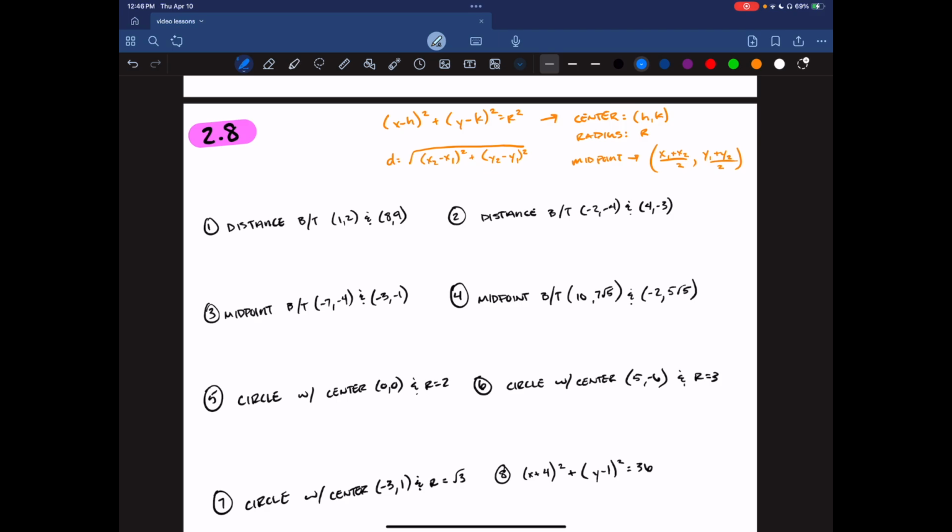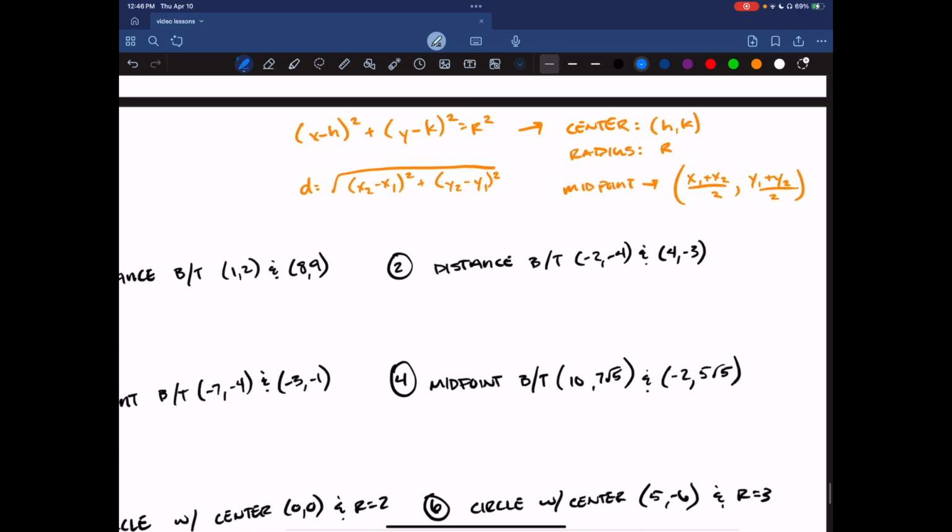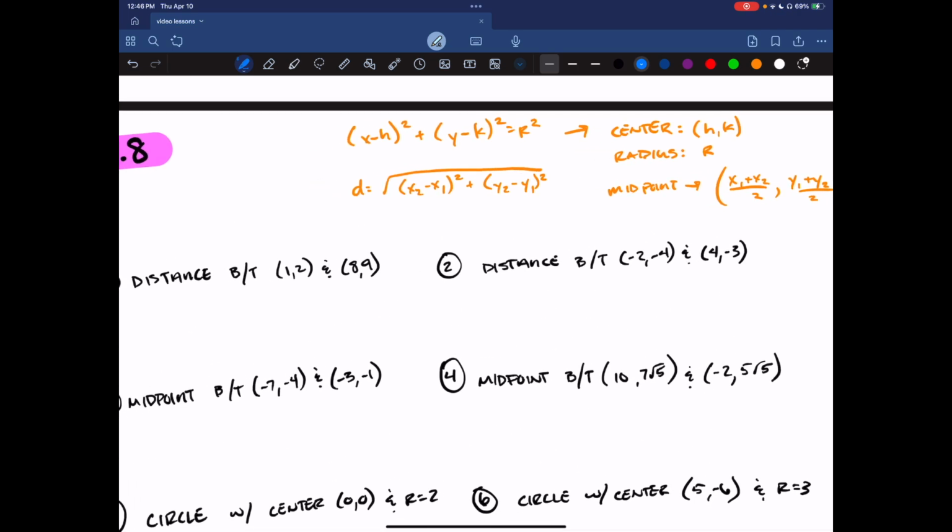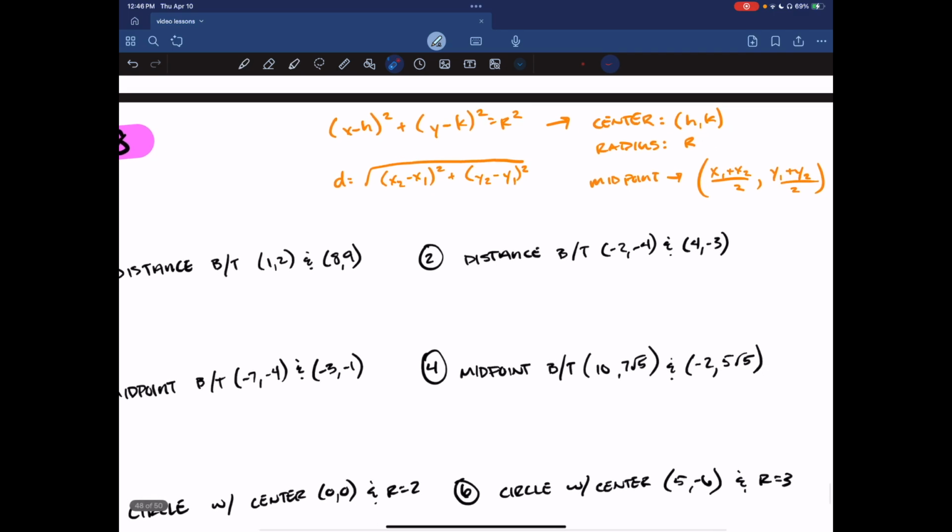When it comes to circles, my graphing formula is x minus h all squared, and y minus k all squared equals r squared. The center is going to be (h, k). Notice in the formula it says minus h minus k, but the center is going to be positive h, positive k. And in my formula it says r squared, but my radius is just r. So whatever is in the formula, I'm going to have to take the square root to get the radius, and whatever the radius is, I'm going to have to square it to get it back into the formula.